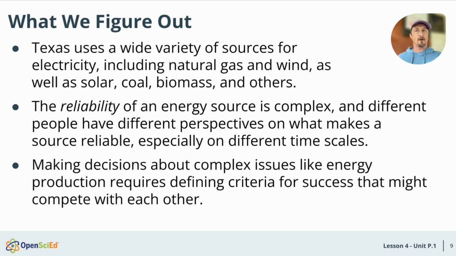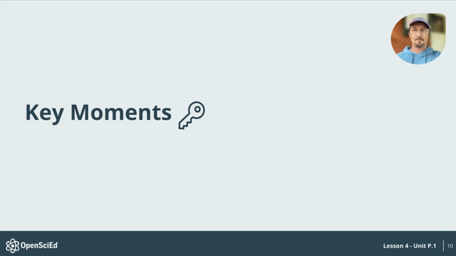So, in summary, we figure out that in Texas, a wide variety of sources are used for electricity, including natural gas and wind and coal and solar and others. The reliability of an energy source is a complex idea, and different people have different perspectives on what makes the source reliable, especially if we look at it from different timescales. And making decisions about complex issues like energy production requires us to define criteria for success carefully. Some of these criteria compete directly with each other, and we still have to wade through those criteria to make a smart decision. Some key moments from this lesson.